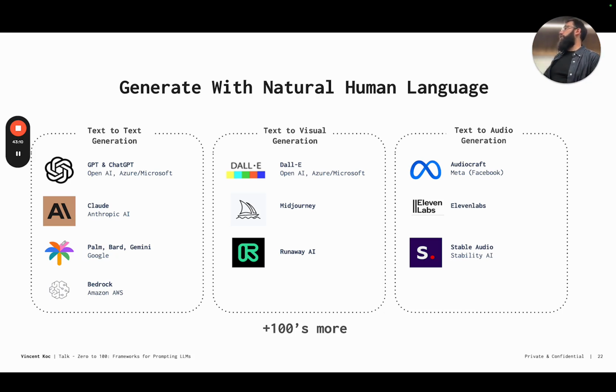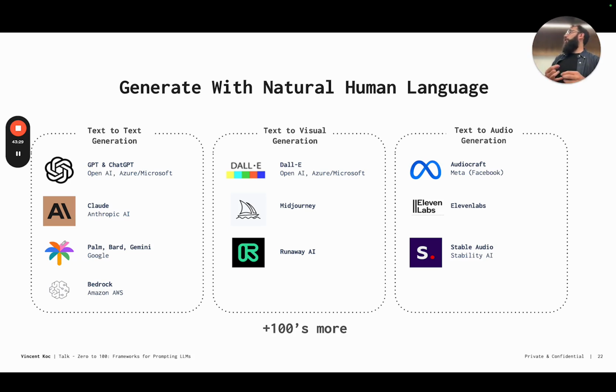There's text to visual, so DALL-E, and then I think Sora's coming out with video, Midjourney, Runway. And visual generation I'm talking about is not just video. It's 3D models, image with depth, all sorts of stuff now. I've even seen dance choreography and movement being generated.